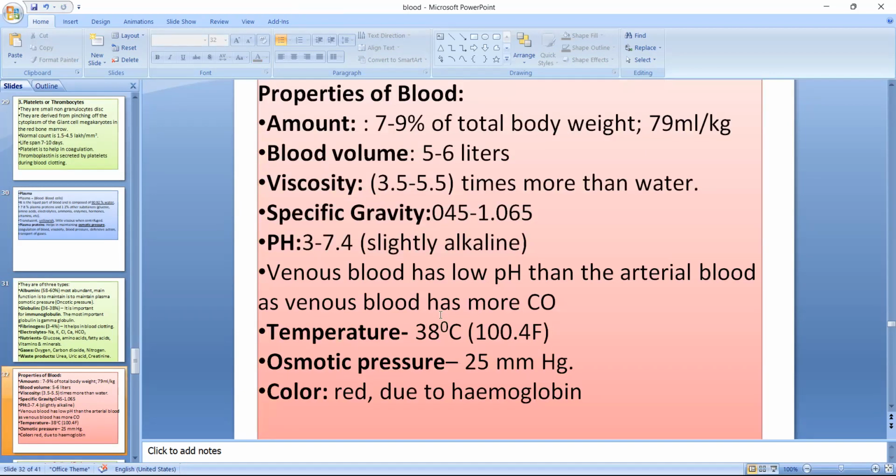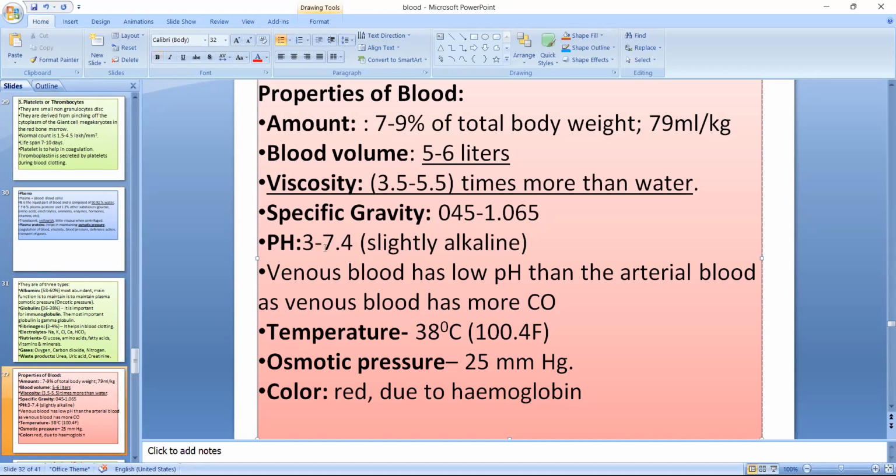Okay, so properties of blood. So blood occupies about 7 to 9% of total body weight. That means 79 ml per kg body weight. So total blood present in an adult human being is about 5 liters, or 5 to 5.5 liters, rarely 6 liters. Viscosity, I don't know, even I don't know what viscosity is. I have to explore it. Anyway, its viscosity value is 3.5 to 5.5. Specific gravity is 1.045 to 1.06.